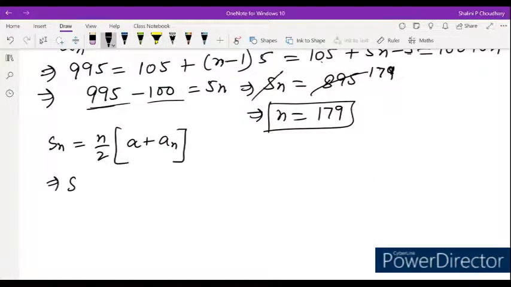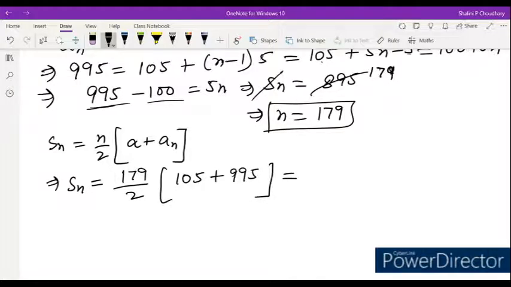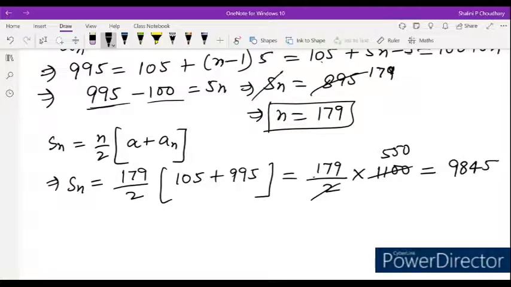So Sn will be equal to n upon 2 multiplied by (a plus an), that is 179 upon 2 multiplied by. a is 105 and an is 995. So 105 plus 995 will be 179 upon 2 multiplied by, this will be 1100, right? And we divide, we'll get 550. Now 550 into 179 will be 98450.